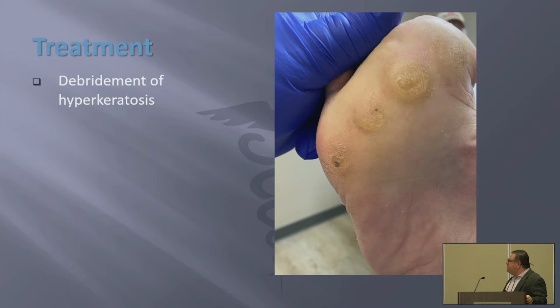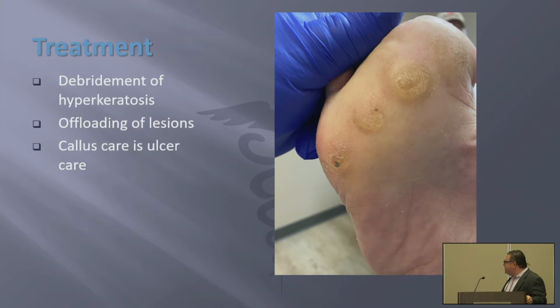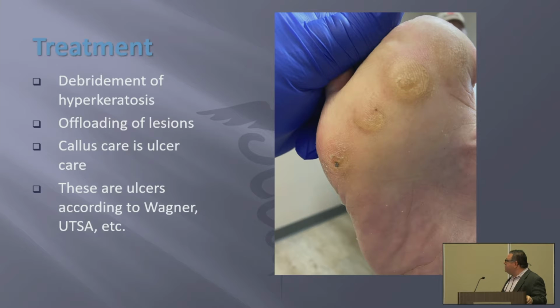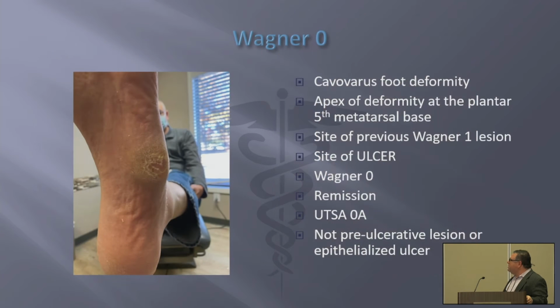So, debridement of hyperkeratosis, trimming these keratotic lesions. You're a GP, you see a diabetic patient, maybe they've had a previous amputation, they've got calluses. I'll send you to the podiatrist. Let them just trim these calluses. It takes a few seconds to do. Obviously, offloading the lesions, that could be prescription diabetic shoes, that could be orthotics, that could be a combination thereof. Callus care is ulcer care. Trimming a callus, I'm basically preventing a wound. These are ulcers according to Wagner, UTSA, etc. Most classification schemes that you're going to see are going to include a pre-ulcerative lesion as an ulcer.